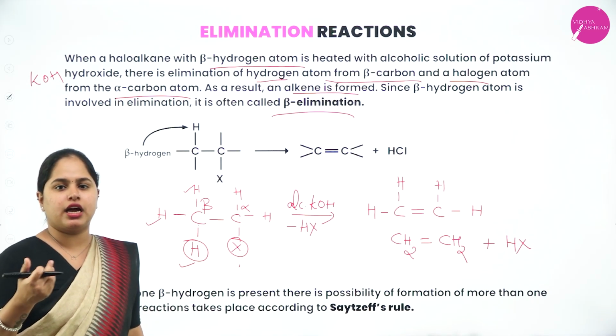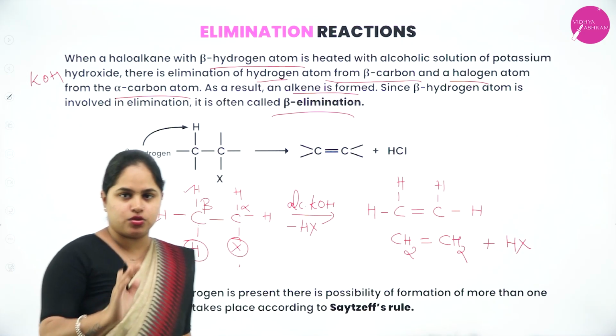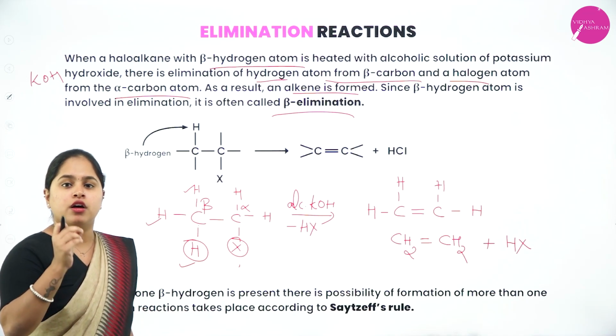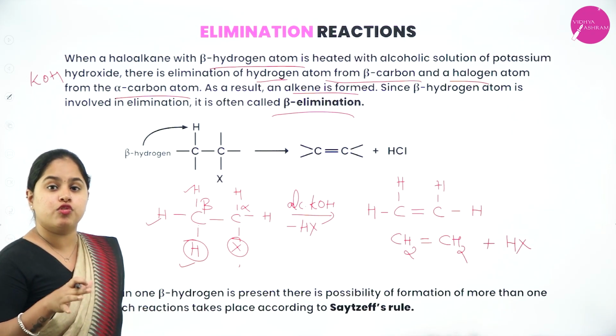So in elimination reaction, as hydrogen and halogen are being removed, you will get an alkene. So this is what you have to remember. Beta hydrogen will be removed, and from the alpha position, halogen will be removed. Always hydrogen will be removed from the beta position.